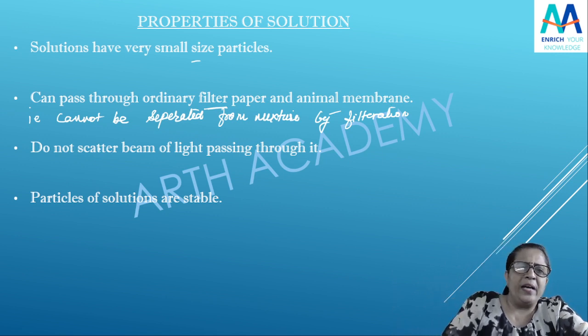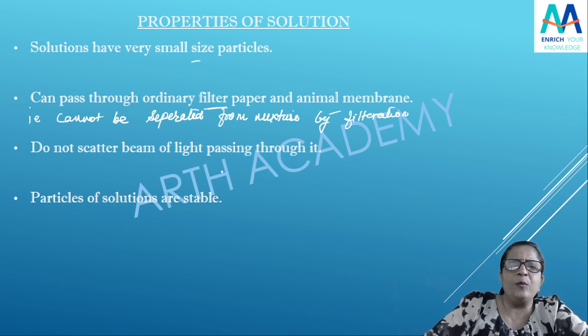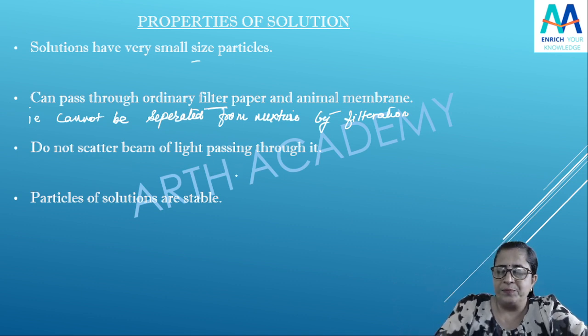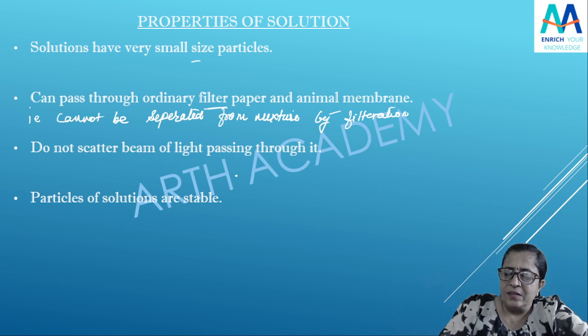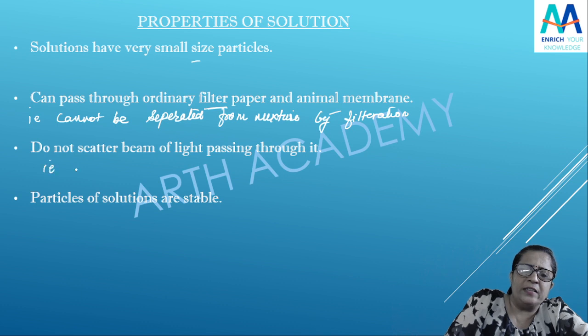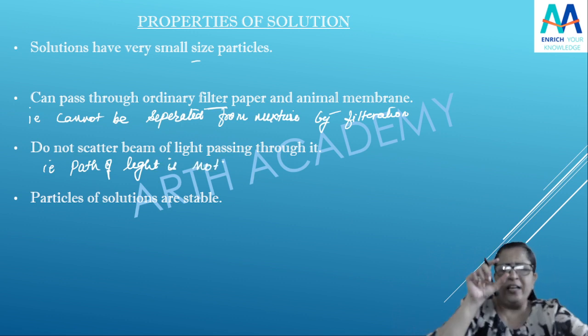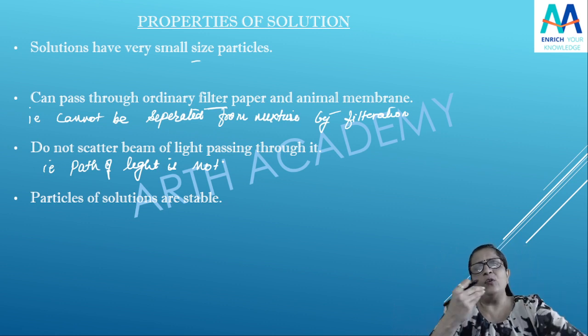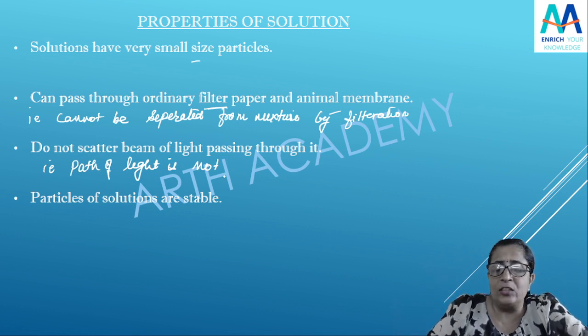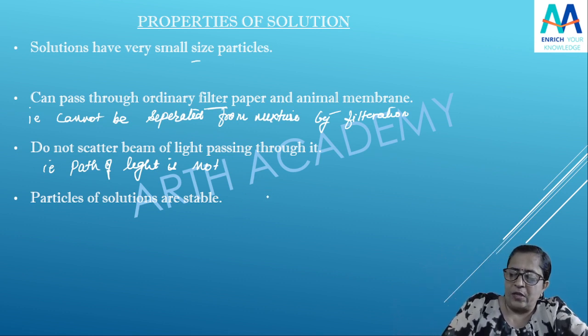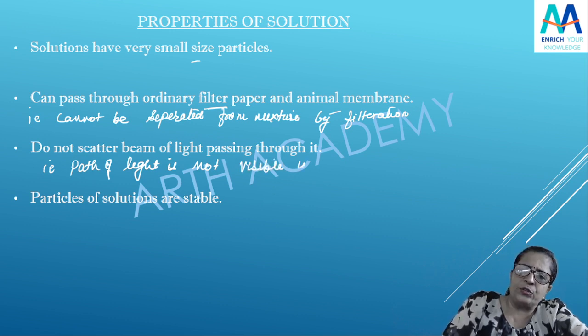Now the third property I can say, the solutions do not scatter the beam of light passing through it. That means the path of light is not visible in solution. यदि beam of light को यदि हम light pass करेंगे वो solution पर से, so it is not scattered. Scattered नहीं होगी. क्यों नहीं होगी? क्योंकि अब हम बोल सकते हैं कि वो जो light है it is not visible in the solution. I hope this is clear.